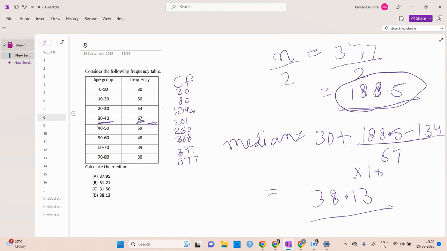Okay. So at the age of 38.13, it's the median. If you take, let's say, 100 people and divide them according to age, 38.13 is the age where 50% of the people lie. And after that, this means that we have more younger people.